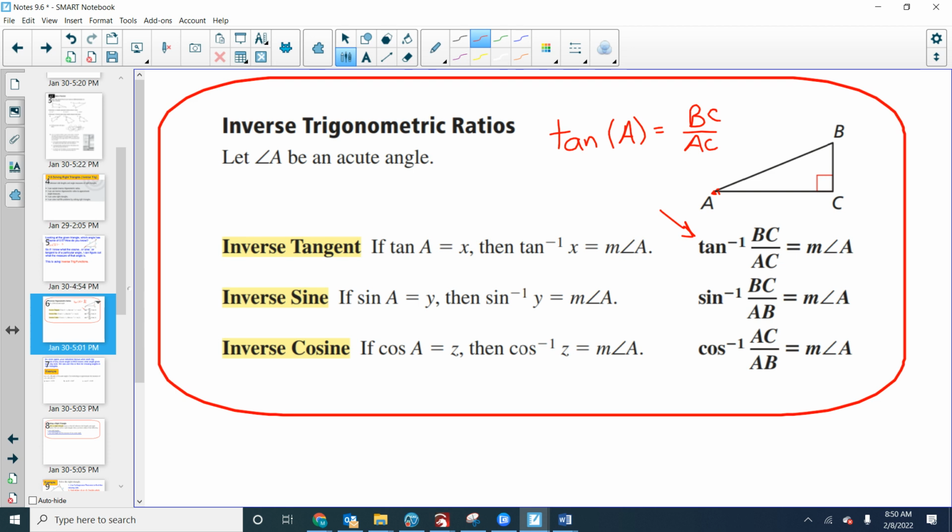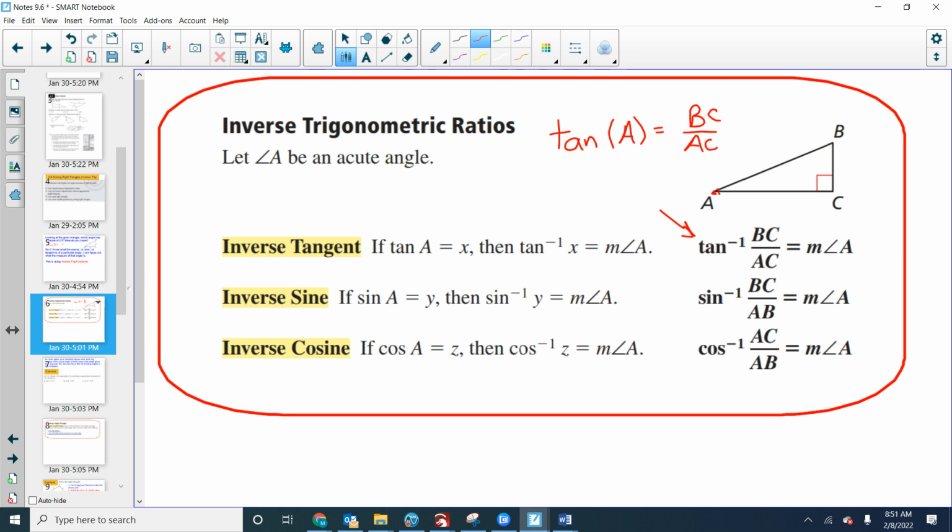Don't I want to get angle A by itself? Because these sides are going to be numbers in this case. We're solving for an angle. The sides are going to be numbers. What gets rid of a tangent? Tangent inverse. And if I have to do it to the left side, I have to do it to the right side. Just like square rooting, I had to do it to both sides. Just like dividing by 5, I had to do it to both sides.